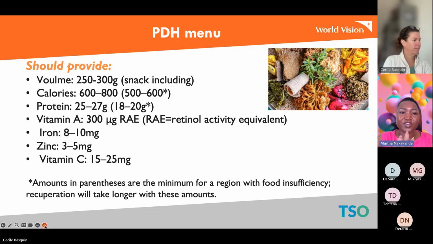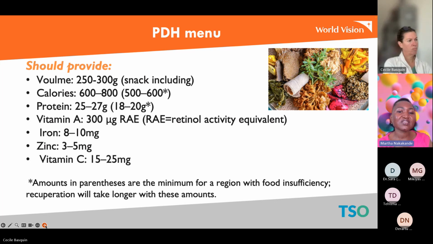The menu that you develop, if you're going to use it for treatment of moderate acute malnutrition, should be able to provide the nutrients as they have been mentioned there. It shouldn't be so large because it is a single meal. They're supposed to eat it in one sitting. So anywhere between 250 to 300 grams, because we're looking at a meal for one child. If it's a lot, they'll not finish it, and so they're likely not to get all the calories you want them to get, which is between 600 to 800. But you see in brackets, we have between 500 to 600 kilocalories.